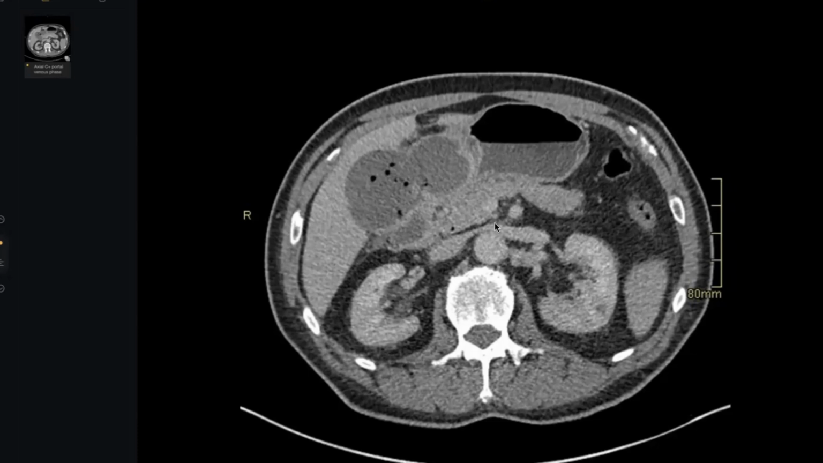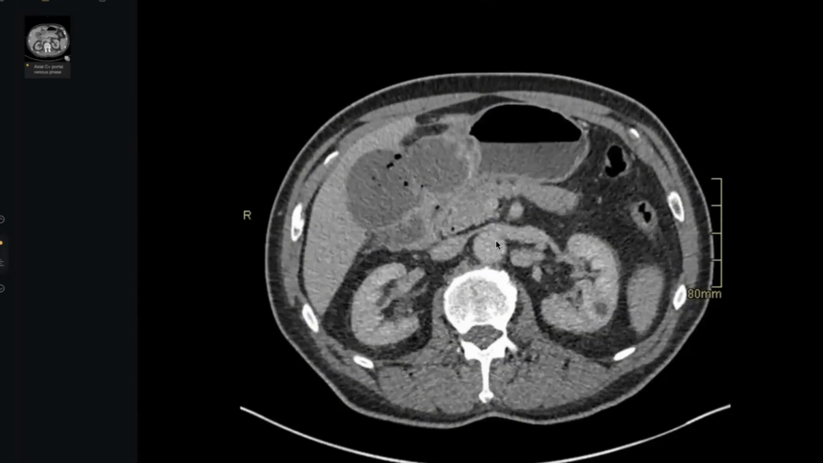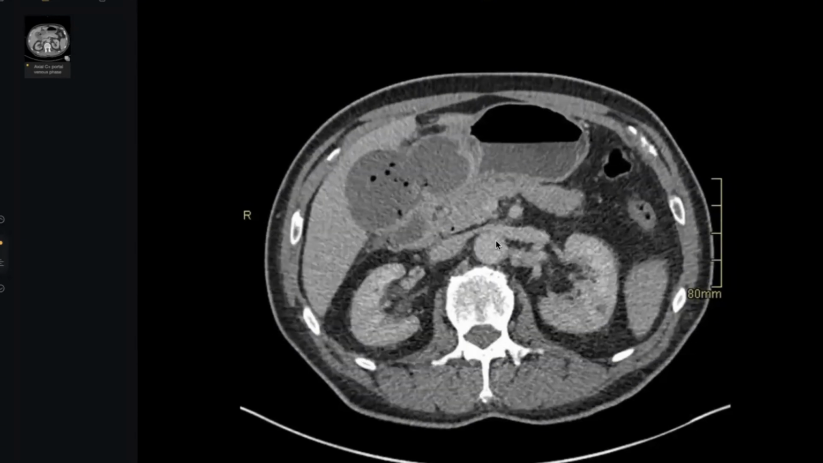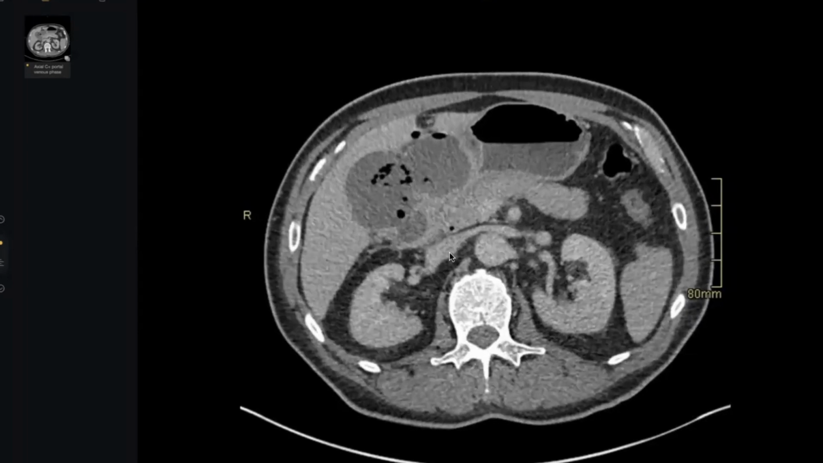Percutaneous cholecystostomy. Not cholecystectomy, it's ostomy, not ectomy. Why? Because this patient is surgically unfit during this attack. He needs more time for improvement.